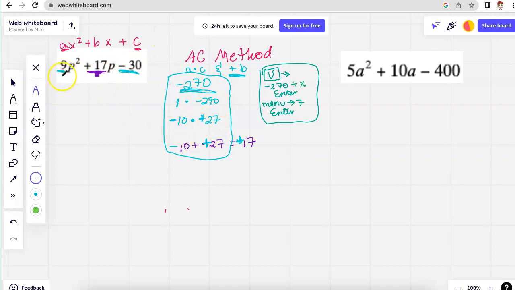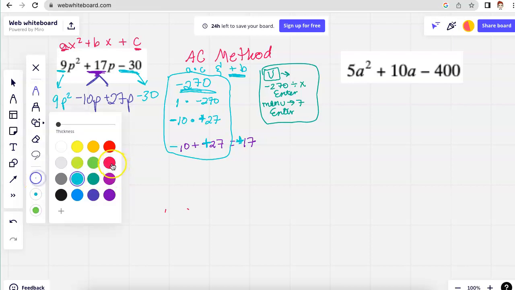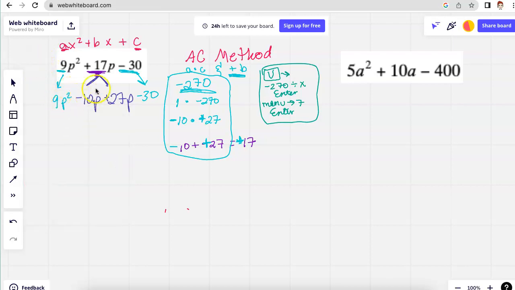Okay? Now, for the first part, we just drop down your first term, 9p squared. And now we're going to break apart your 17p into those two factors that we found. So it's going to be a negative 10. Because that guy has a p, he gets a p. And it's a positive 27, so plus 27p. There we go. And now your last guy, your negative 30, drops down. And now because we're factoring, we have 4 terms. 1, 2, 3, 4. So we factor by grouping.